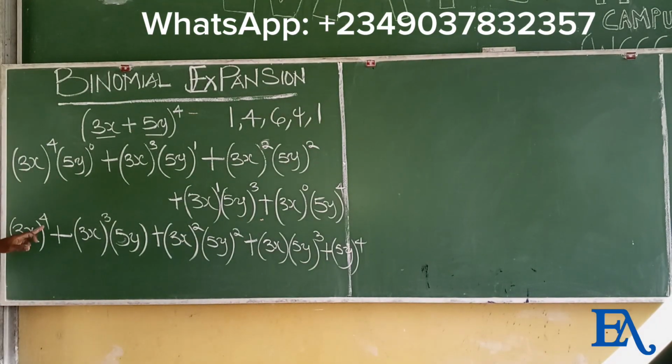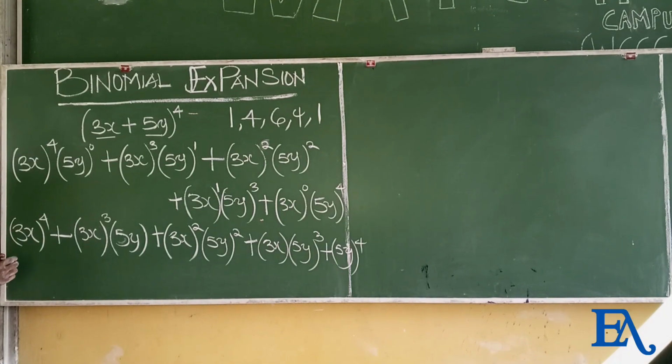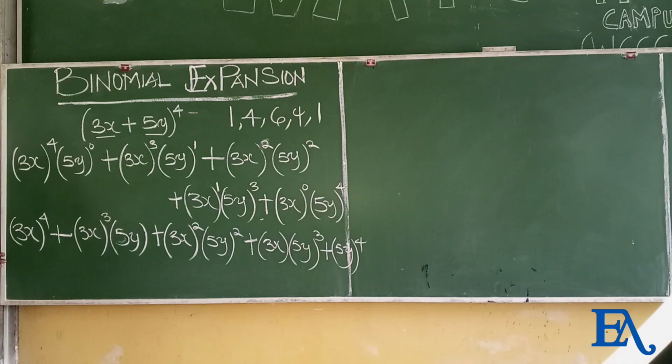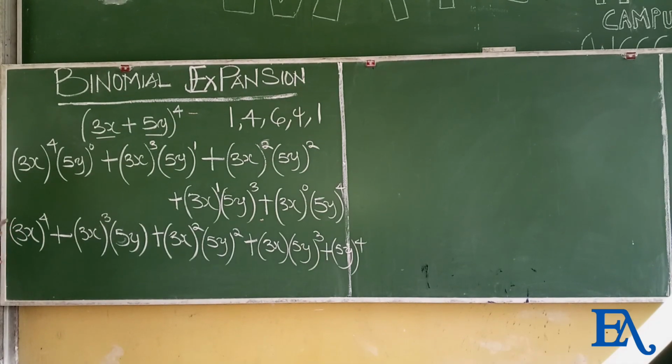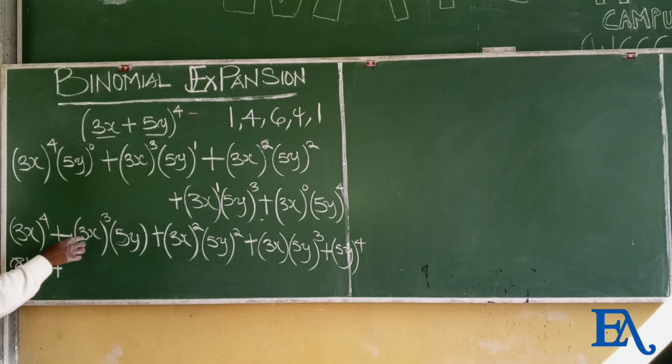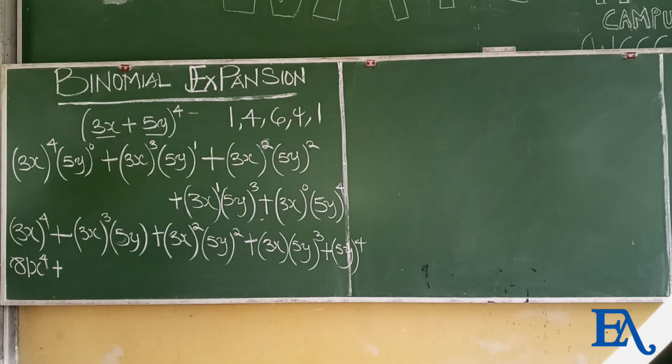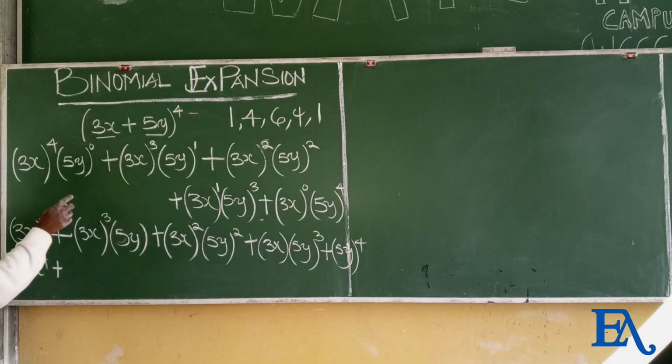Alright, so this 3 raised to the power of 4, let's expand this. We have 3 raised to the power of 4 and x raised to the power of 4. 3 raised to the power of 4 means 3 times 3 times 3 times 3. 3 times 3 is 9, 9 times 3 is 27, and 27 times 3 is 81. Then x raised to the power of 4, plus 3 raised to the power of 3 is 27 and x raised to the power of 3.